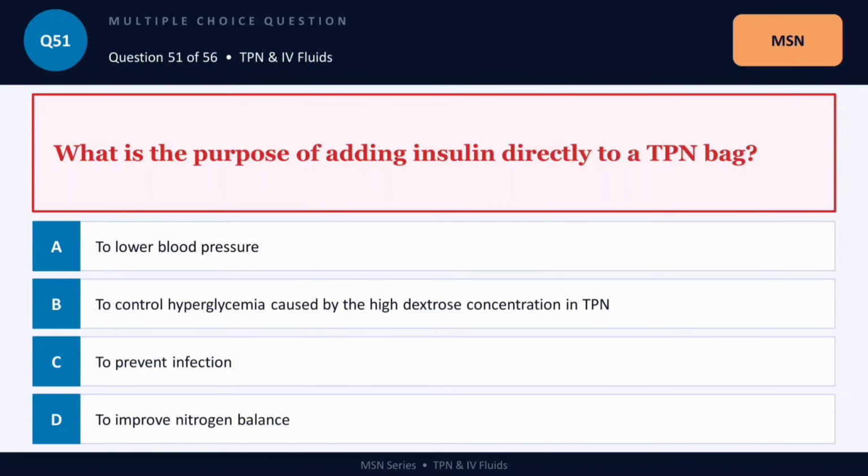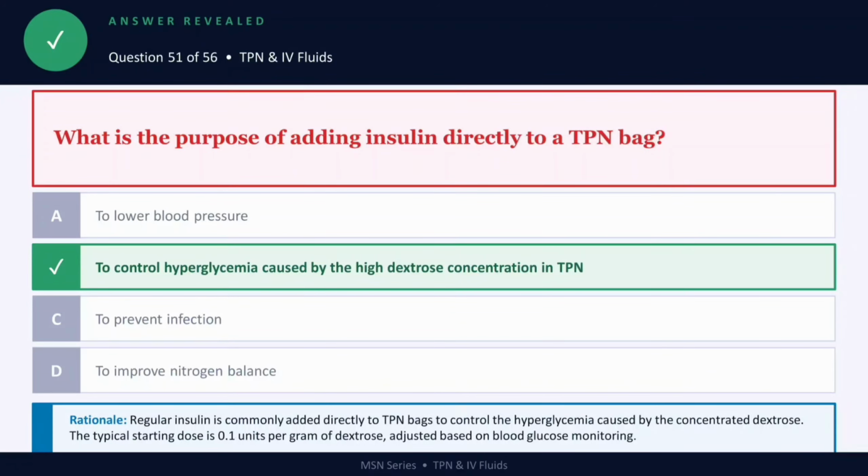The correct answer is option B. To control hyperglycemia caused by the high dextrose concentration in TPN. Rationale. Regular insulin is commonly added directly to the TPN bag to control the hyperglycemia caused by the concentrated dextrose. The typical starting dose is 0.1 units per gram of dextrose, adjusted based on blood glucose monitoring.